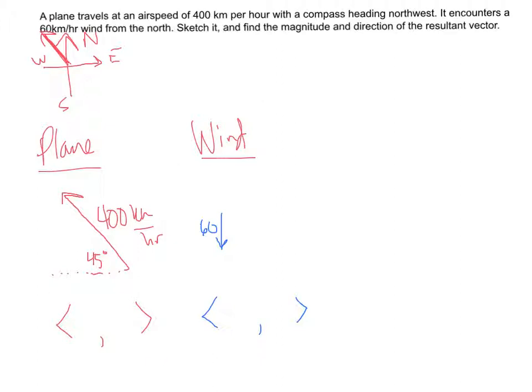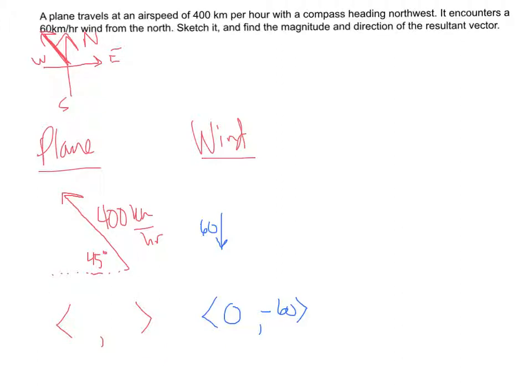So the wind vector is actually quite easy. There's 0 for the x component. It's not heading left or right at all. It's just going straight down to the south. And so then the y is negative 60. It's negative because it's going down. If it was going up to the north, we'd call that positive. The plane, we're going to have to do a little bit of math to figure that out.